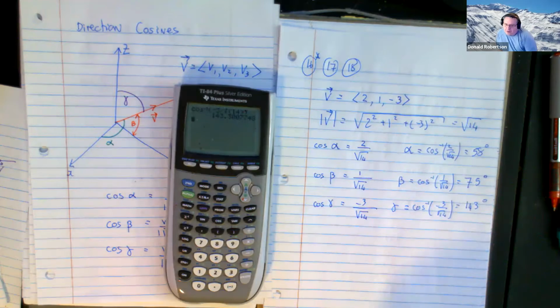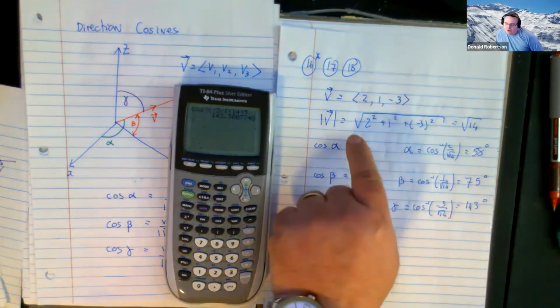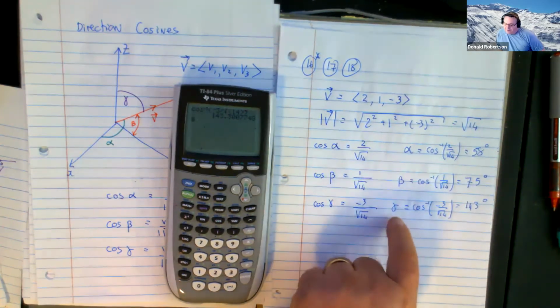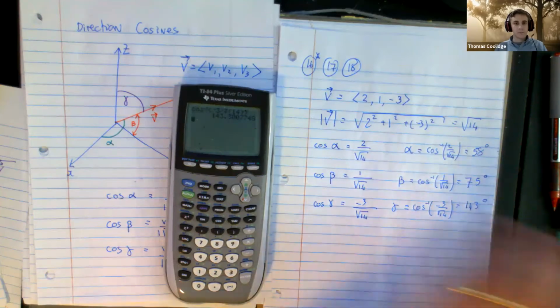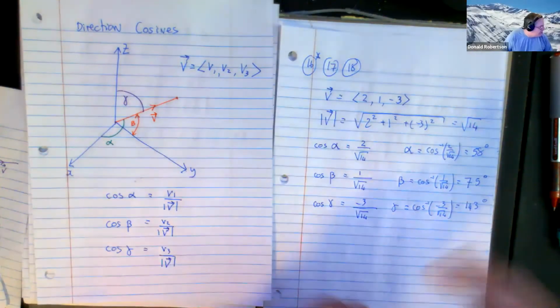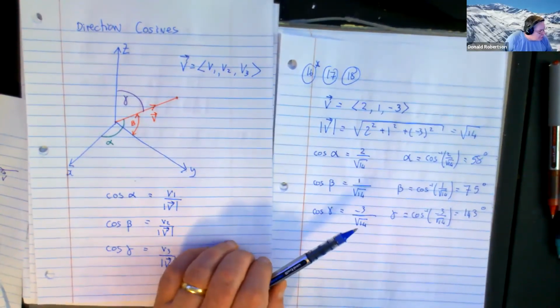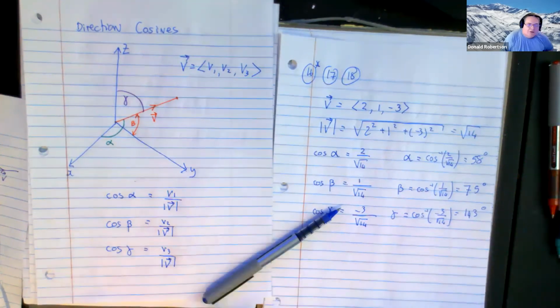Are we comfortable about if I give you a vector, can you find alpha, beta, and gamma, the direction cosines? Yeah. So there are two more for you to try in your own time. I'm going to jump out to a new place.